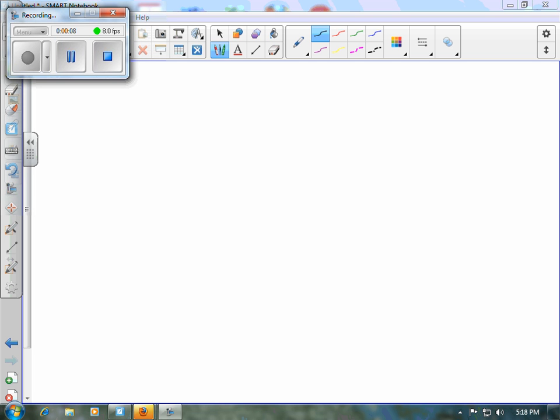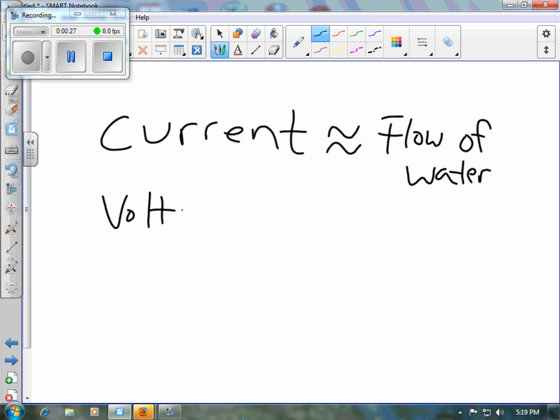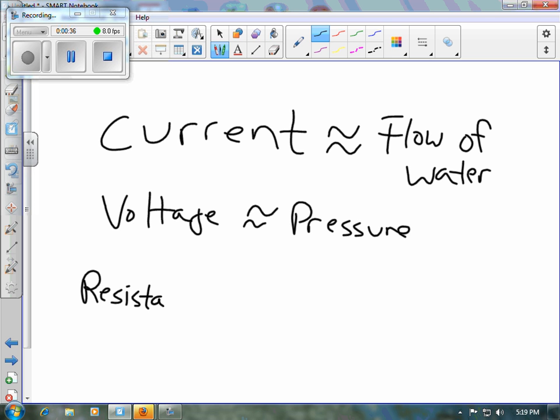So we're going to go over this analogy of currents and voltages. Current is analogous to flow of liquid, flow of water. Voltage is equivalent to pressure of water, and resistance is equivalent to restriction of water.